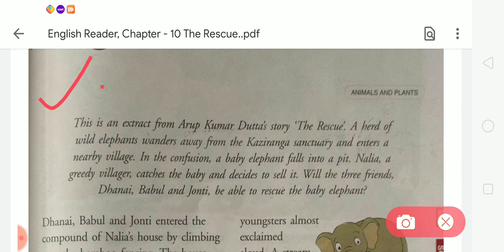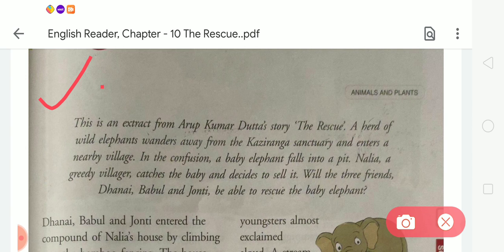A herd of wild elephants wanders away from the Kanchiranga sanctuary and enters a nearby village. In the confusion, a baby elephant falls into a pit. Nalia, a greedy villager, catches the baby and decides to sell it. Will the three friends, Dhanai, Babul, and Jaunty be able to rescue the baby elephant? Students, here are some hard words you have to find in this paragraph.